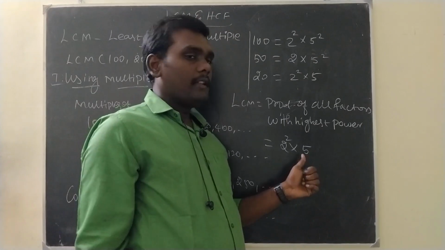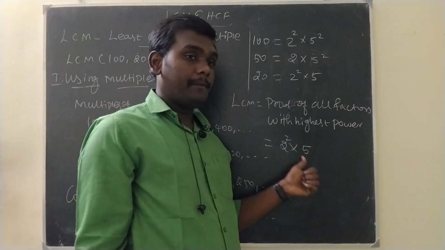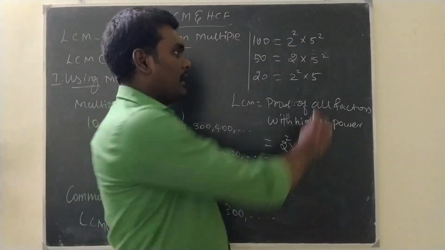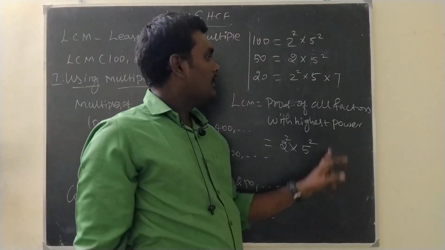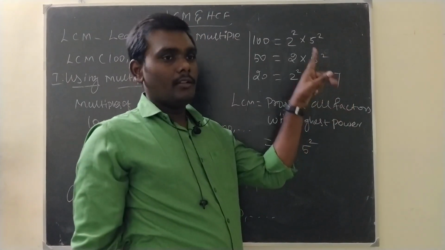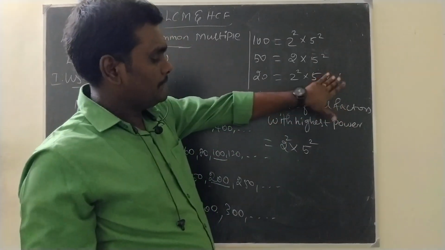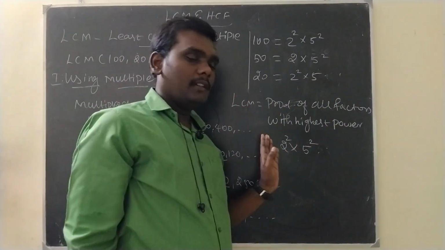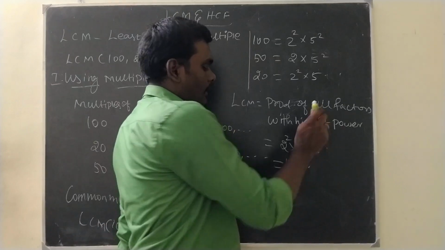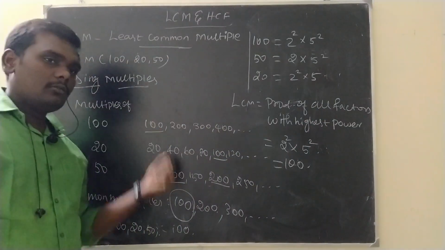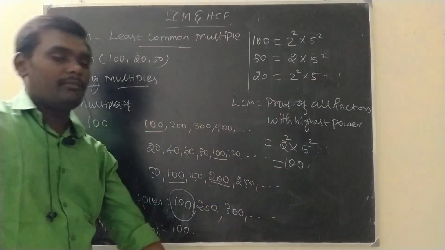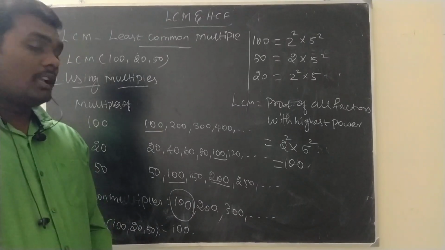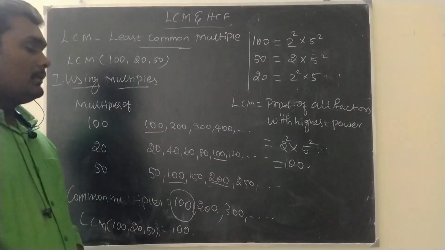Okay. And 5, what is the highest power of 5 in all the 3 cases? 2. If there is any other factor, for example if 7 is there, then that 7 also we have to write, and we have to consider the highest power of 7, which is 1. So into 7. The result, this LCM is 100, that is it. So I demonstrated 2 methods, one is using the multiples, another one is using the prime factorization. Which one would be easy for you? Prime factorization is easy.